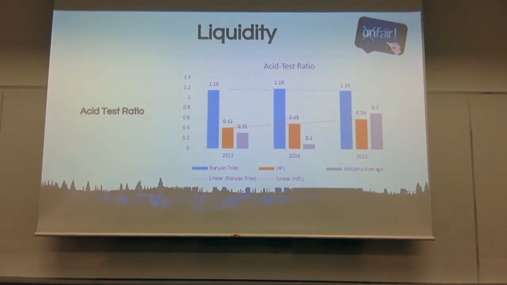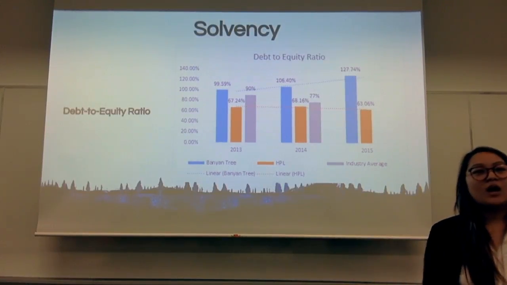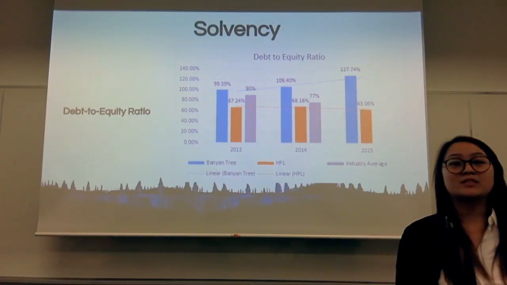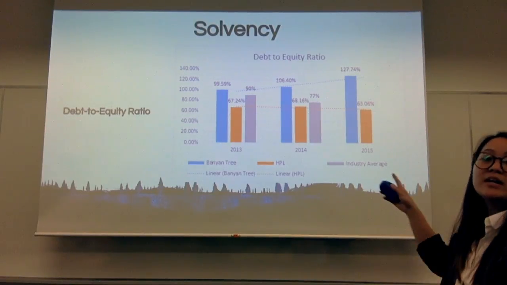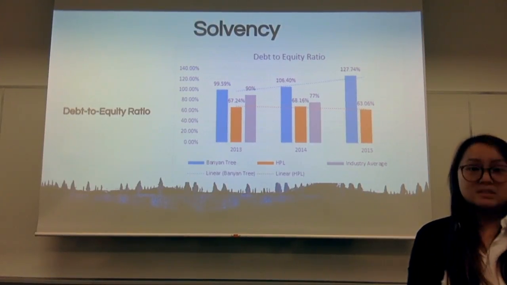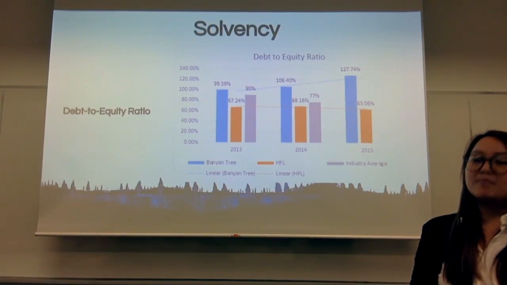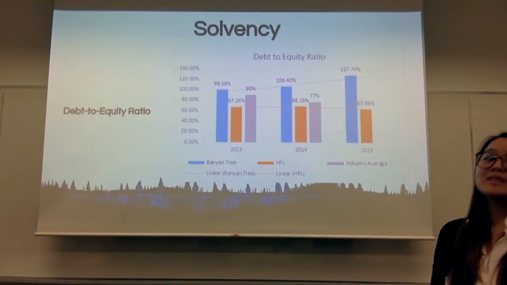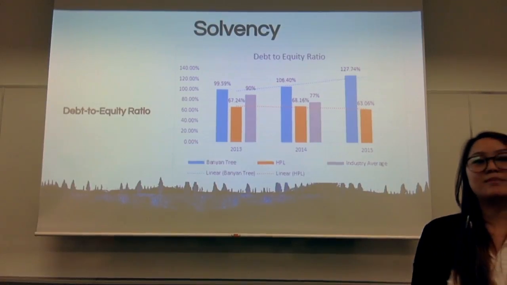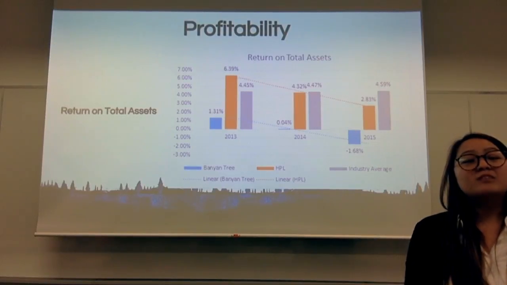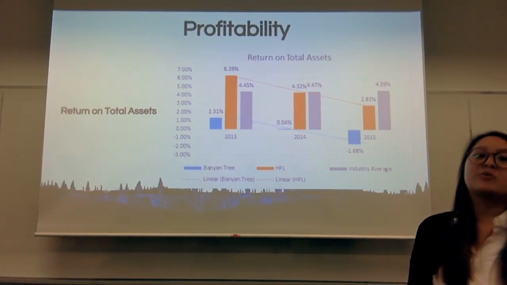Thank you, Priscilla. Next, we'll look at the solvency condition of both hotels using the debt to equity ratio. Figures show that HPL actually has a stronger equity position with better ability to pay off the debt, as their ratio is lower than industry average and much lower than Banyan Tree, whose assets are mainly contributed by the creditors instead.